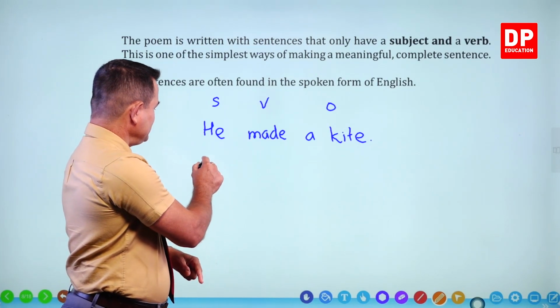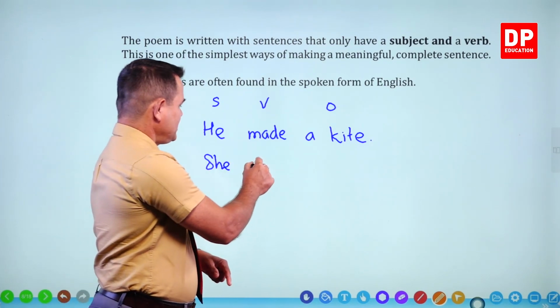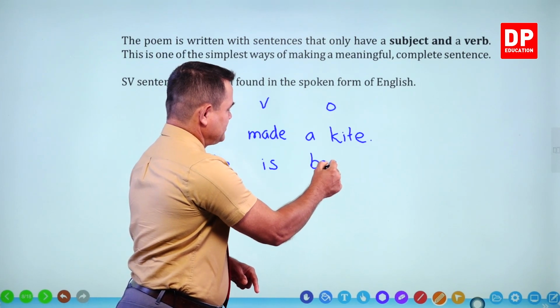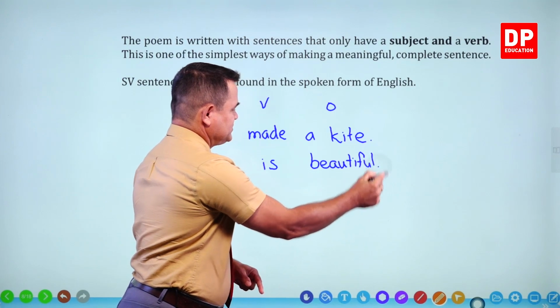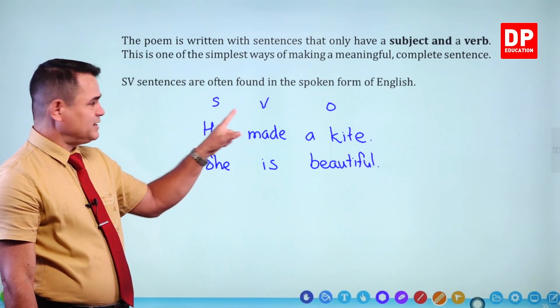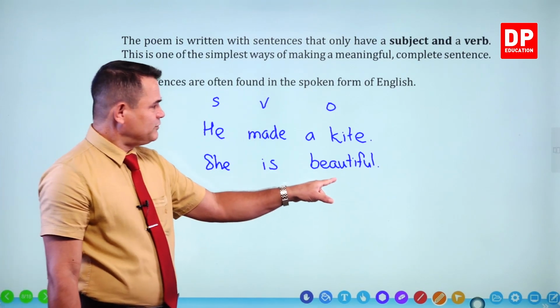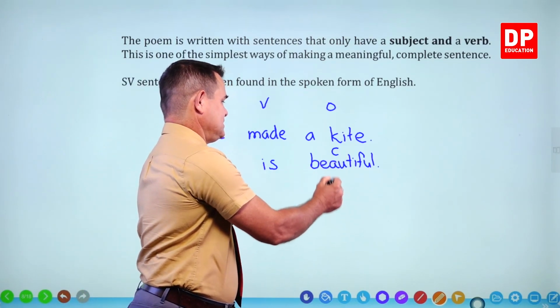And when you say, she is beautiful, then she is the subject, is is the verb, beautiful is the complement.